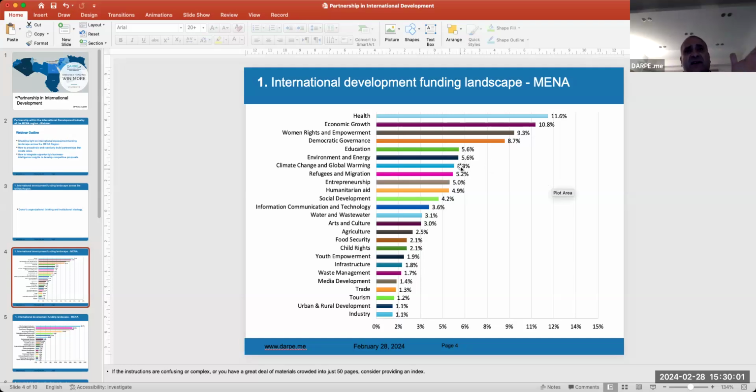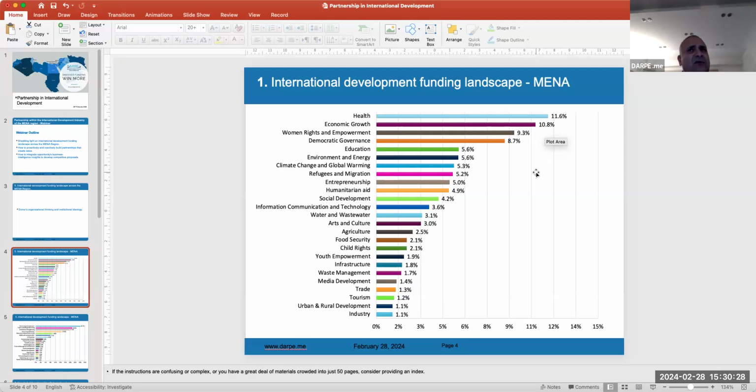This is an average across the MENA region, so it is not a specific country. The numbers for each specific country are available in DARPE: you click on procurement analytics. We have developed procurement analytics reports per country to give an image, an X-ray, of where the money is most invested.